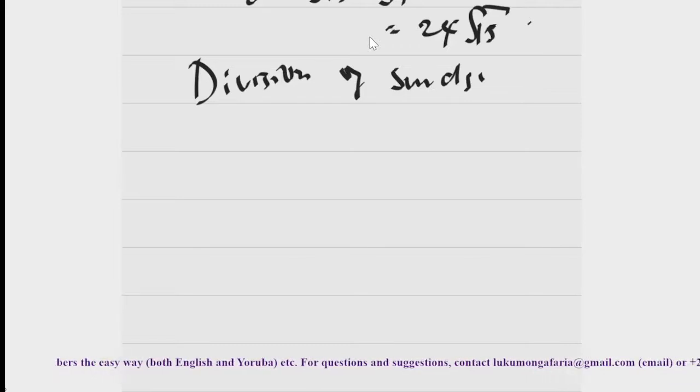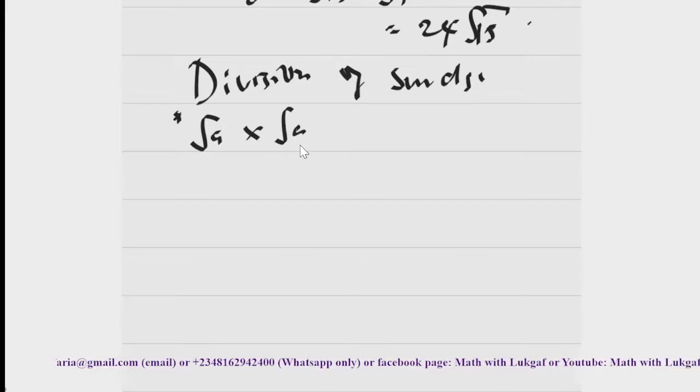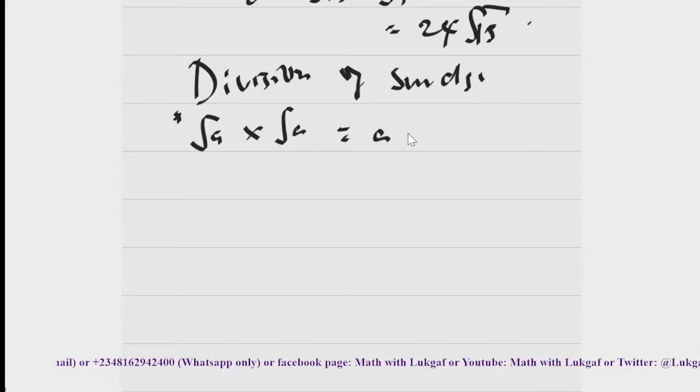So recall that if I have root A, root A is a surd. If I want to eliminate this surd, what I have to do is multiply by what? By root A again. Since root A multiplied by root A is going to give me what? It's going to give me A. So if that is clear, let me give you an example to see what I want to do.